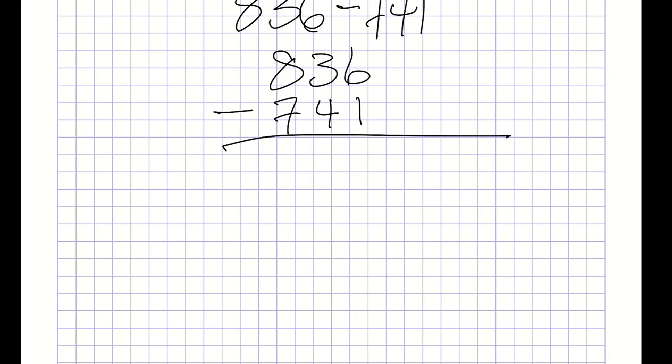6, take away 1, you get 5. If you take 4 away from 3, it won't work, so you carry 1. You carry 1 from 8, you write it down here like that, and you cross this out and write 7. That way you keep track. So then it becomes 13. 13 take away 4, what do you get? You get 9. Alright, then 7, take away 7 is 0. We usually don't write it. So your answer is 95, right? So we keep moving on.